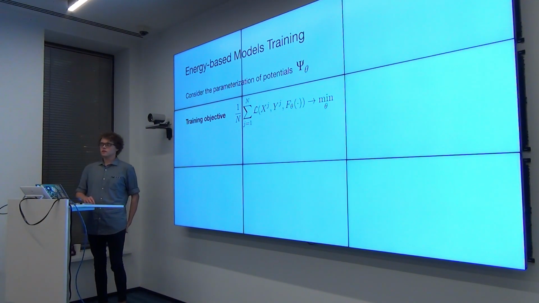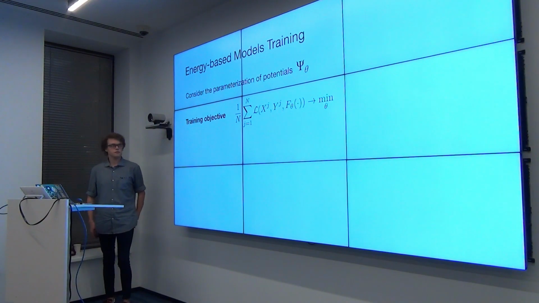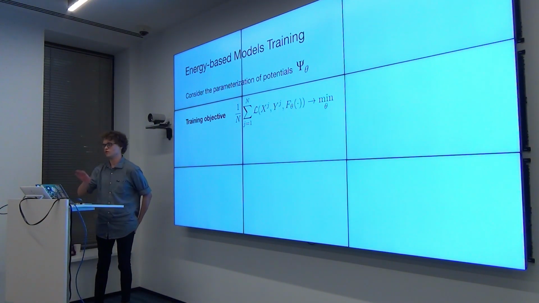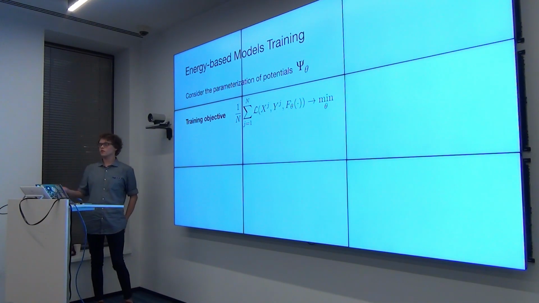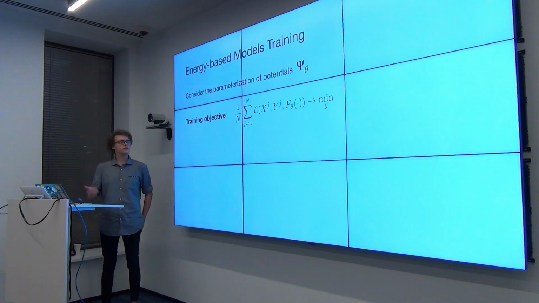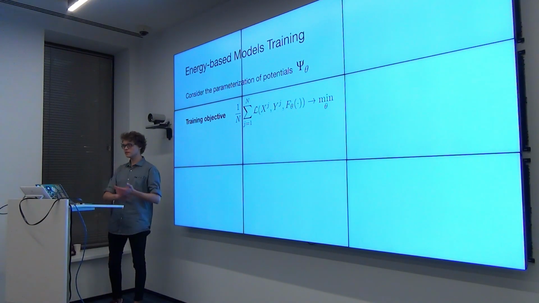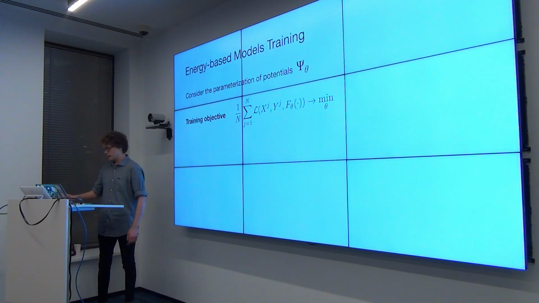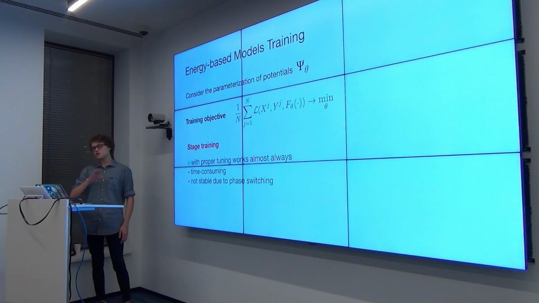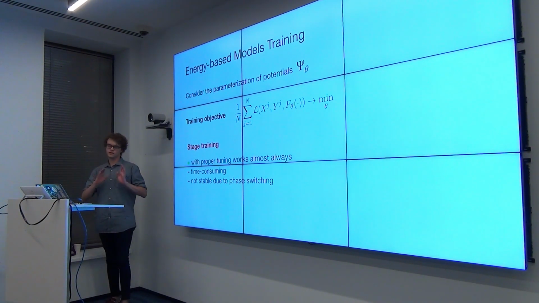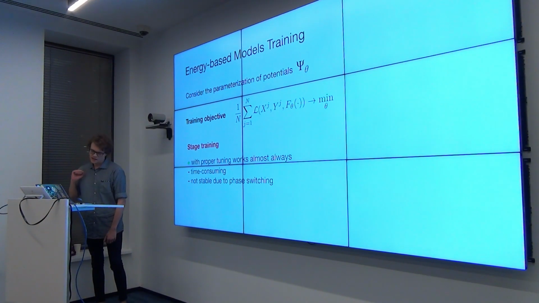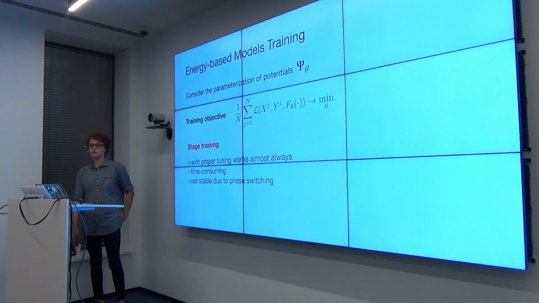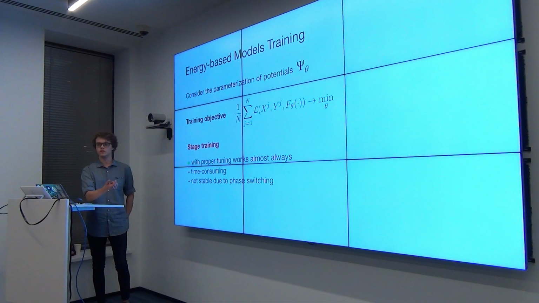A typical way to train such models is to use a three-stage procedure, often two-stage. It consists of the following steps. First of all, we train the unary predictor on the unary potentials. Then we fix them and train pairwise potentials with possible simultaneous fine-tuning afterwards. This process always works if we are lucky to obtain good values of hyperparameters and tune everything in a completely excellent way. But it's very time consuming, and it lacks stability during the phase switches.